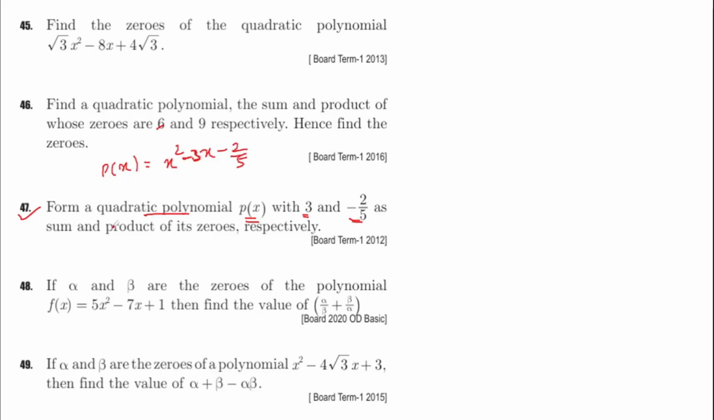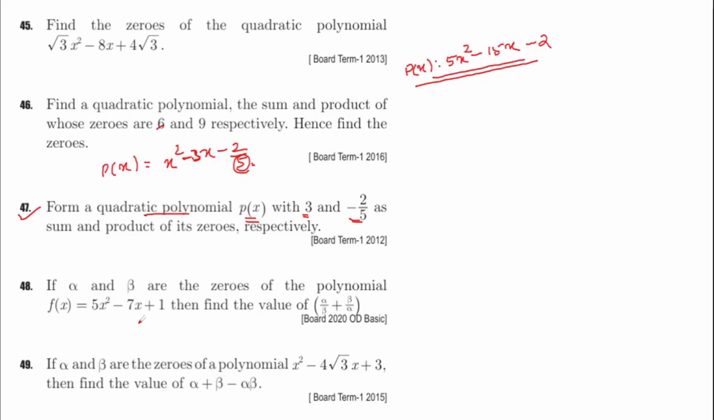But if you want to simplify this, then do one thing. As it contains a denominator 5, multiply the entire polynomial by 5. So we will have 5 into x square, minus 5 into 3 will give you 15x, and when you multiply 5 with this term, the denominator 5 and the numerator 5 will get cancelled and that will give you 2. So the simplified polynomial will be p of x is equal to 5x square minus 15x minus 2.